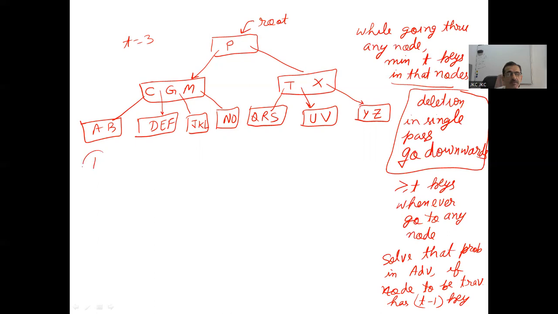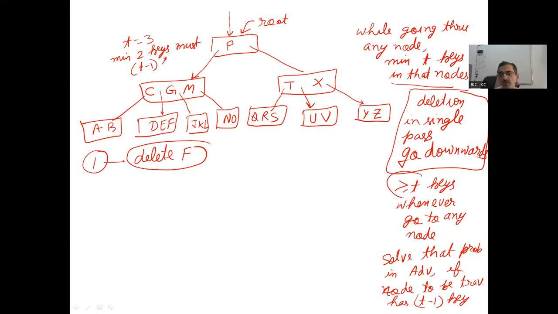Let's start with the simplest case, delete F. How do we start? From the root we will start. Root doesn't mean minimum keys condition. So T equal to 3 means minimum 2 keys always must, because T minus 1 keys are always must. But we will ensure T keys. So we will target to have 3 keys every time we go, so that later, if out of 3, 1 gets deleted or removed, still 2 keys always remain.